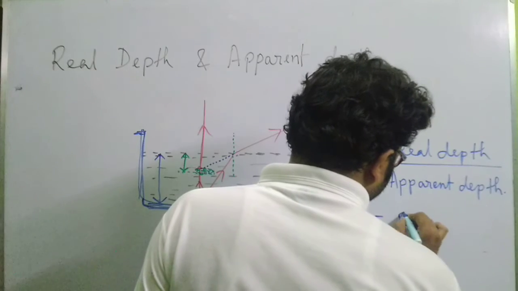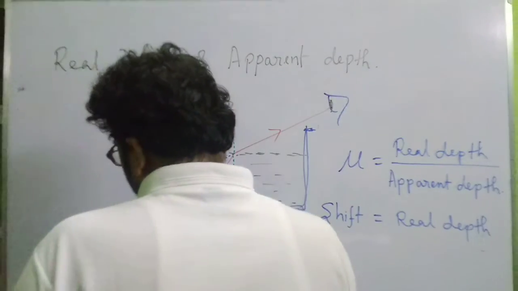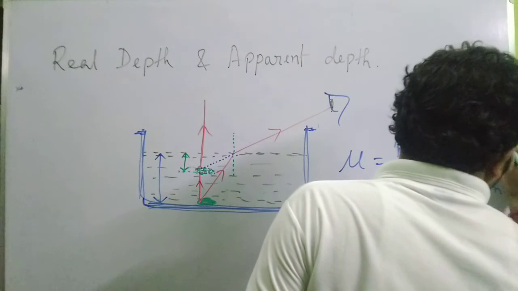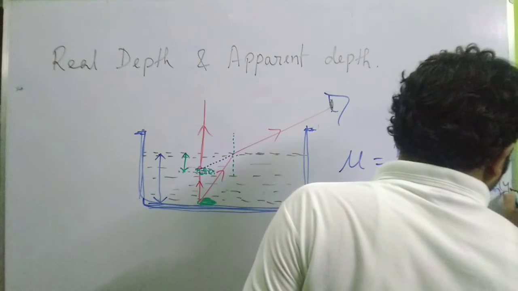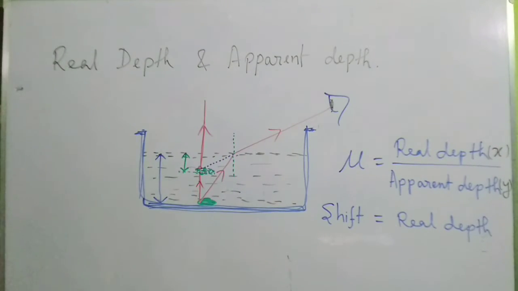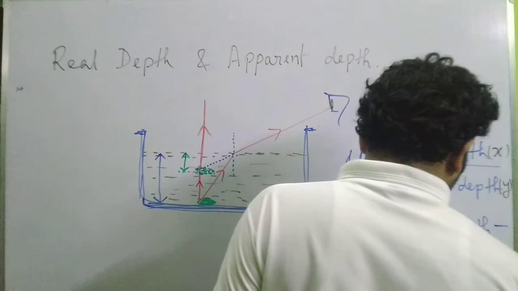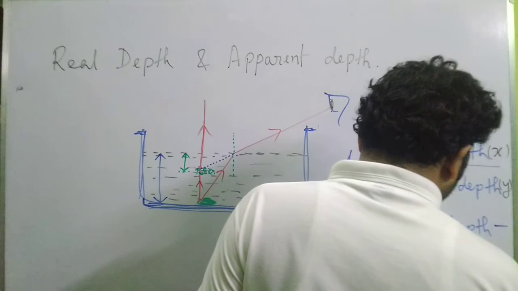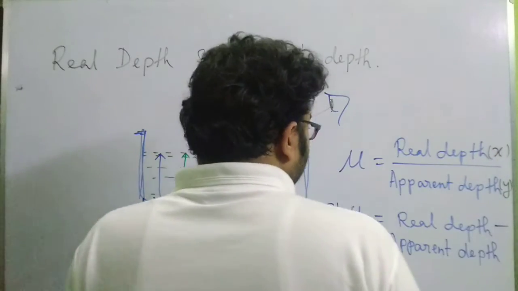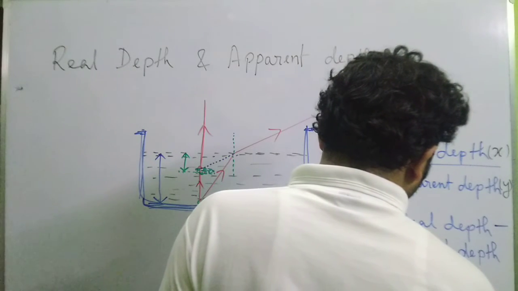So the shift will be equal to the real depth minus the apparent depth. If I consider the real depth to be x and the apparent depth to be y, what will be the shift? It will be real depth minus apparent depth. Definitely yes. We can write this as x minus y.